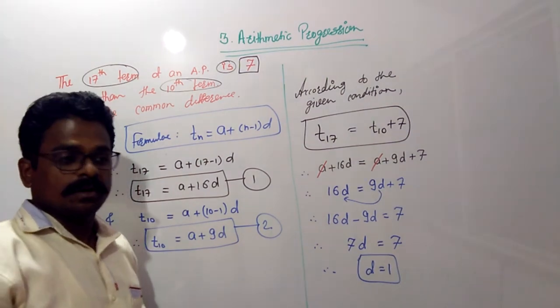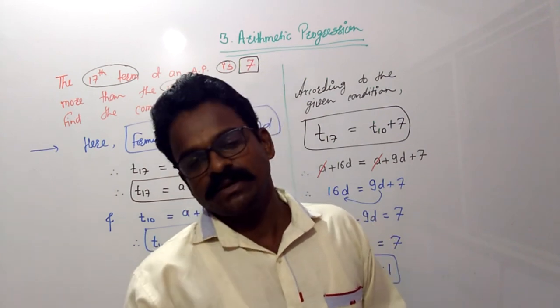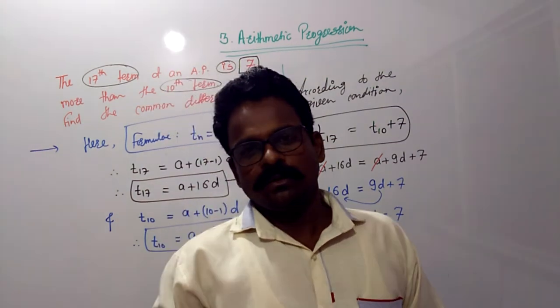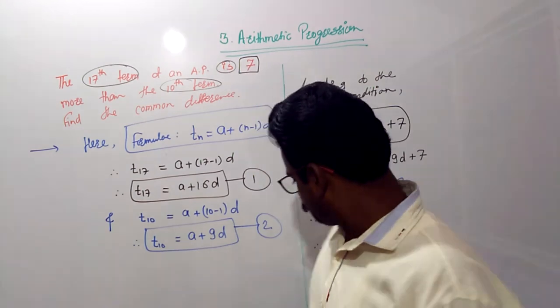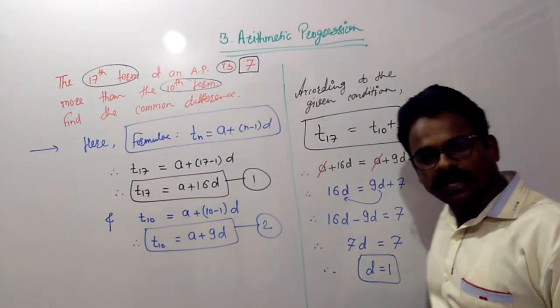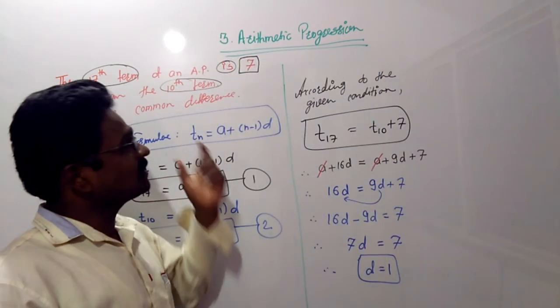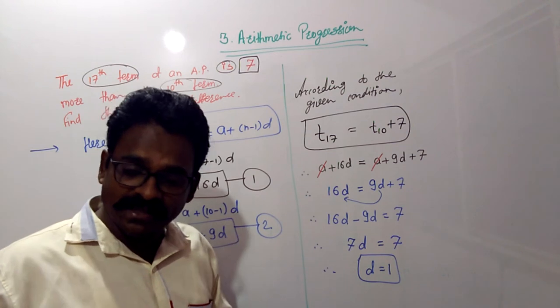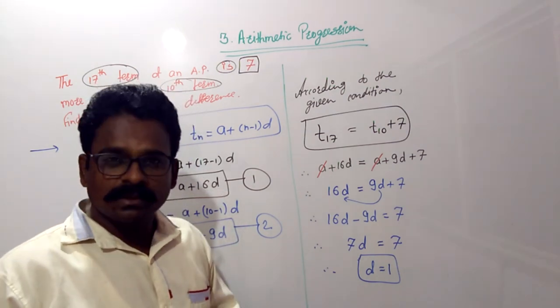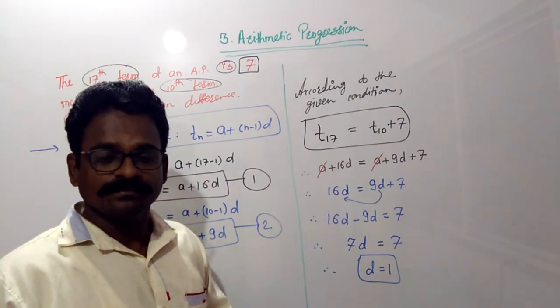So in this arithmetic progression, in which the 17th term is 7 more than the 10th term, the common difference is 1. So this is the concept of finding the nth term and a few problems on the same concept. Okay, fine, no problem.